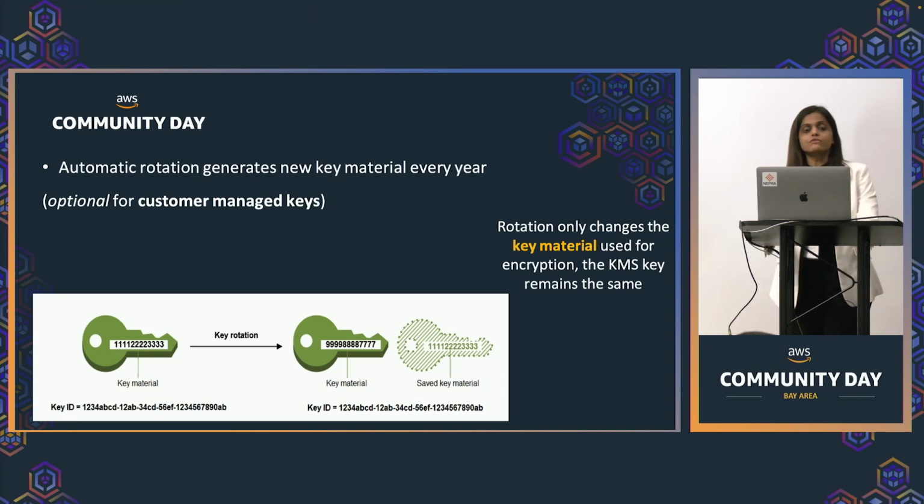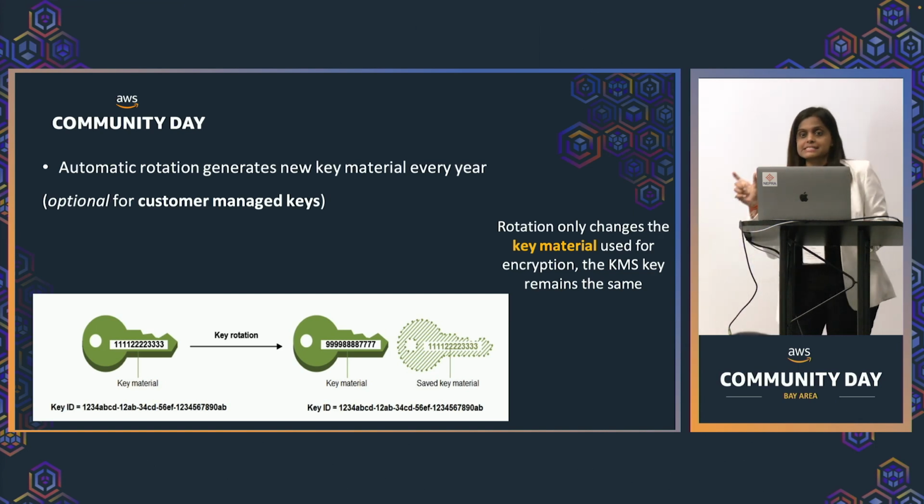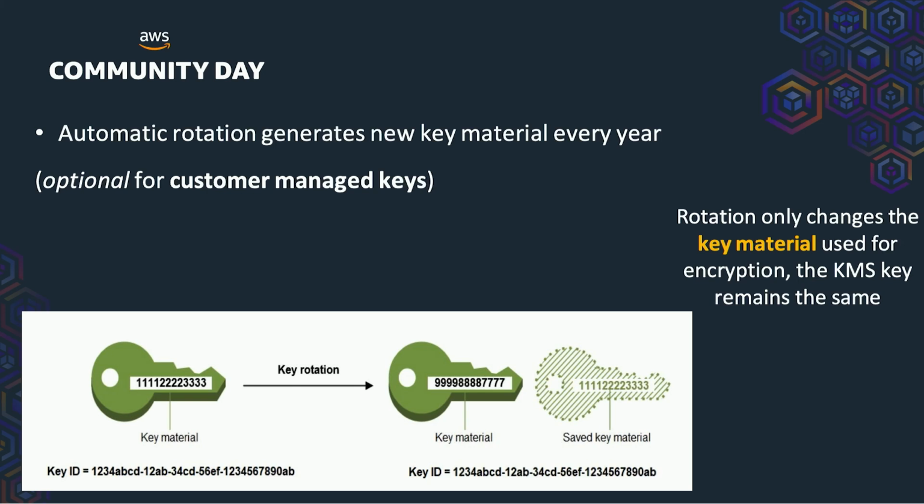This is the algorithm for key rotation. Whenever you are rotating keys using automatic rotation, the key material used for encryption will get rotated at the frequency which you have set. But the key ID will remain the same. So if you are using any kind of key ID within your application code, you don't need to go and change your key ID every time you change that key material or rotate your keys.